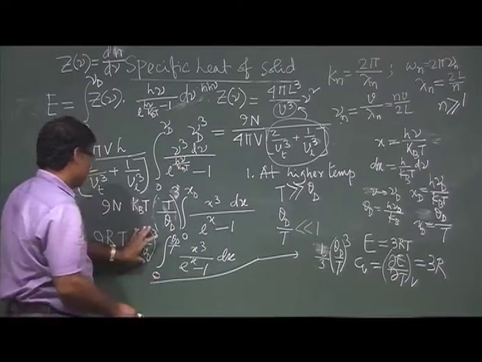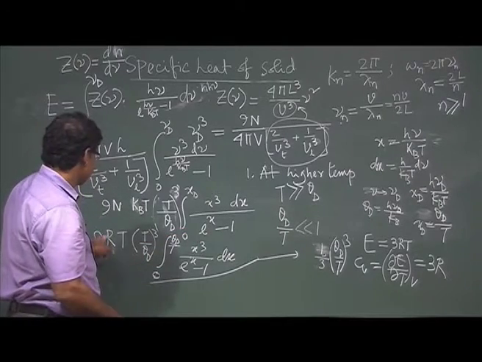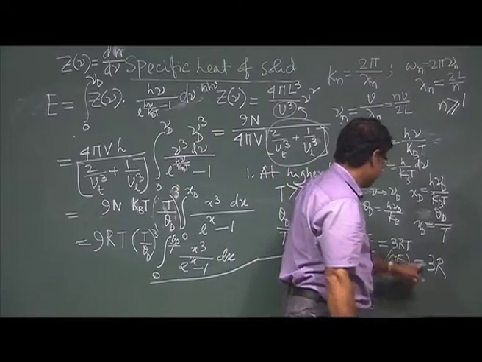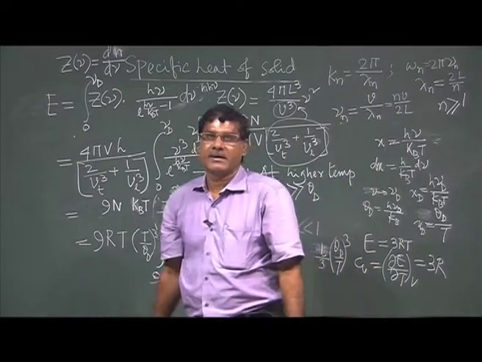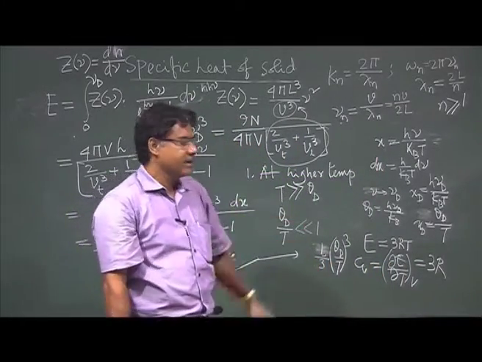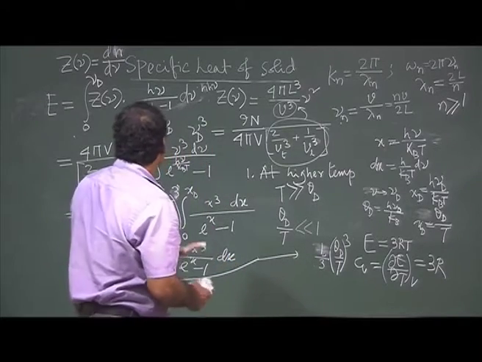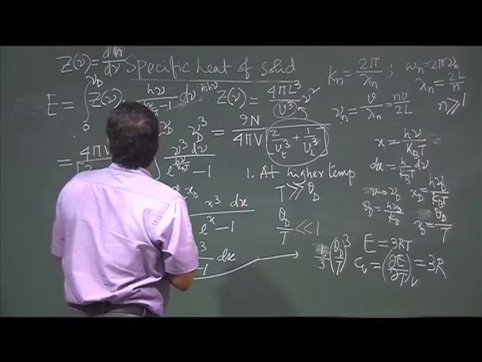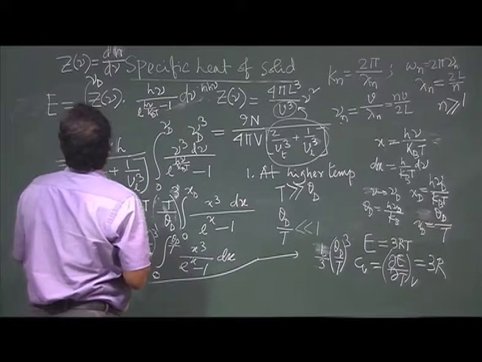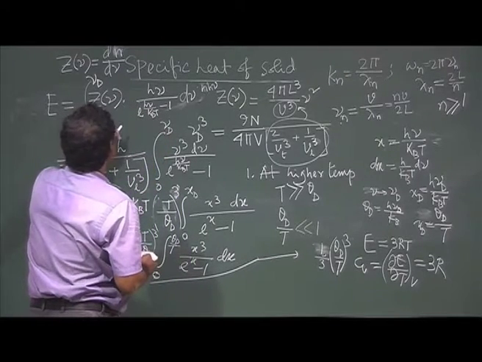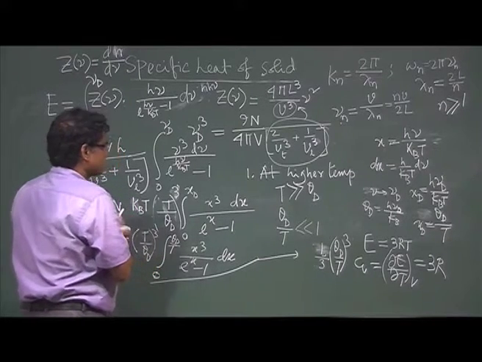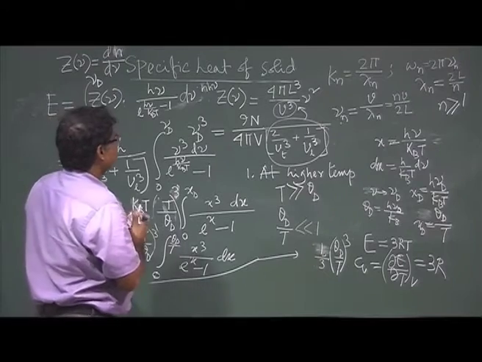And so, this part from here multiplies with this. So, this will go, and 3. So, it will be 3 R T, and its C V is del E by del T at constant V, which will give 3 R. Okay. Now, at higher temperature, so this I do not need. Well, let us see at lower temperature.